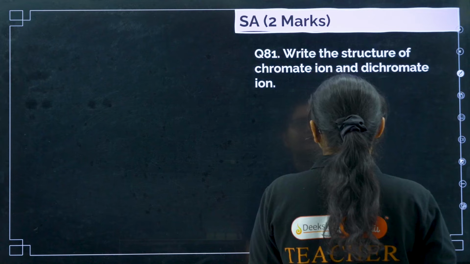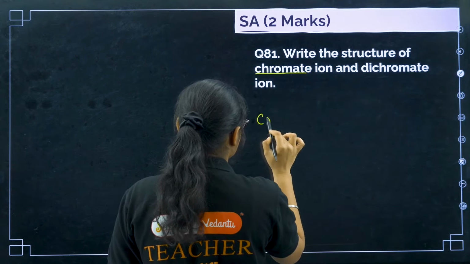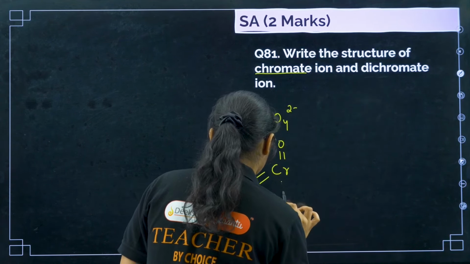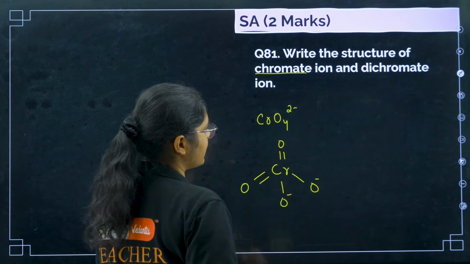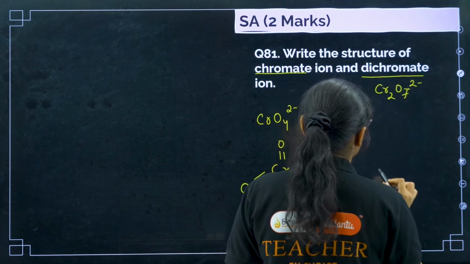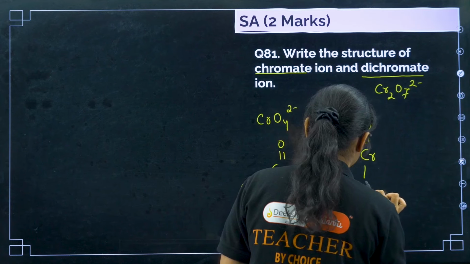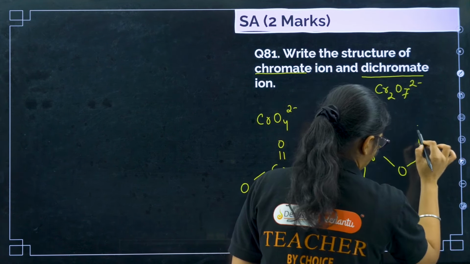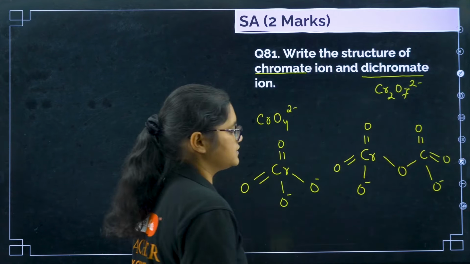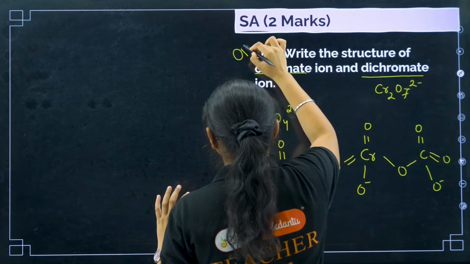Next, write the structure of chromate and dichromate ion. The chromate ion is CrO4 2-. We can draw it like this: a tetrahedral structure, CrO4 2-. And dichromate is Cr2O7 2-. We have a structure like this, I can draw it like this. Just a minute. Yes, 1 2 3 4 5 6 7, Cr2O7 2-, tetrahedral structure. This is not an optional question, you can write it as optional.